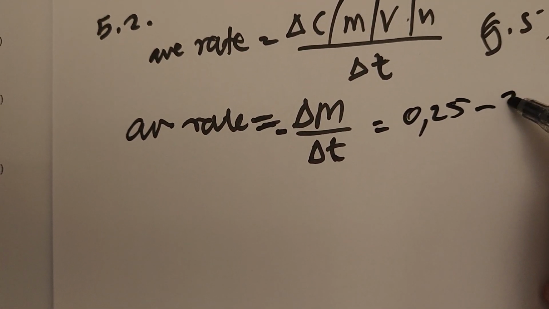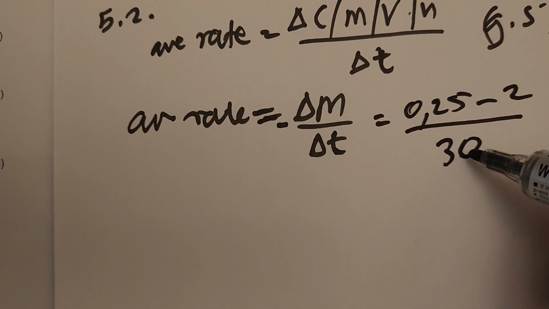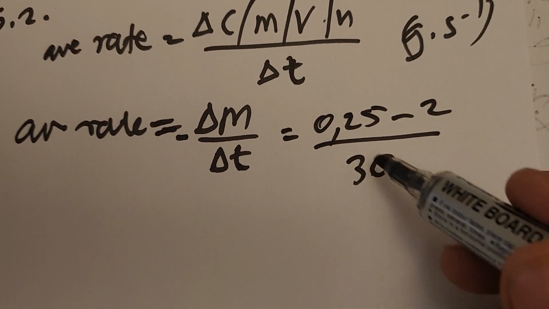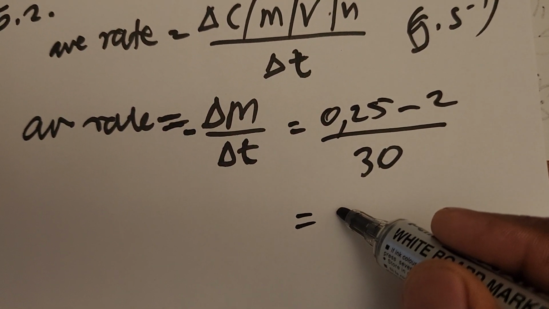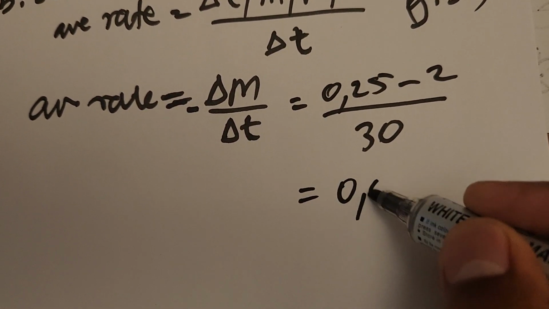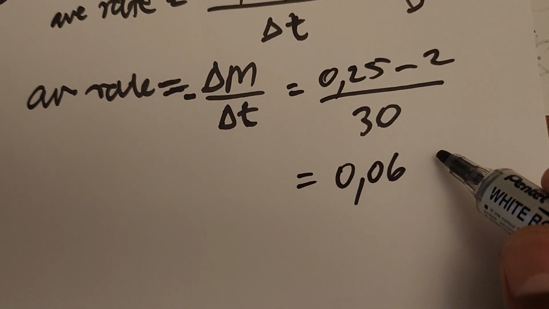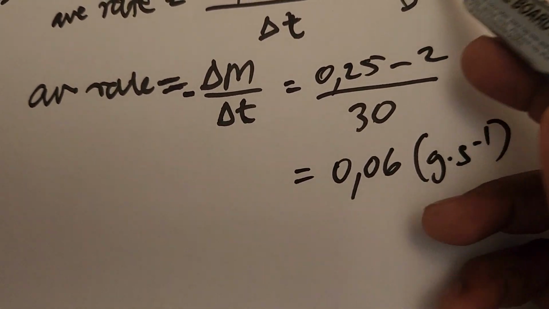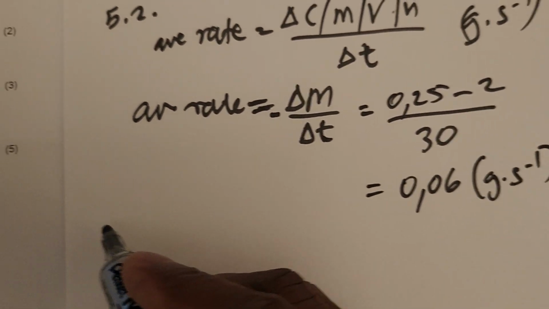This will be 0.25 minus 2 divided by 30 seconds. Remember, there's no need to say 30 minus 0 because this is a time taken. Therefore, your answer can be 0.06. To write the units is optional. You don't have to, because it's already part of the question.